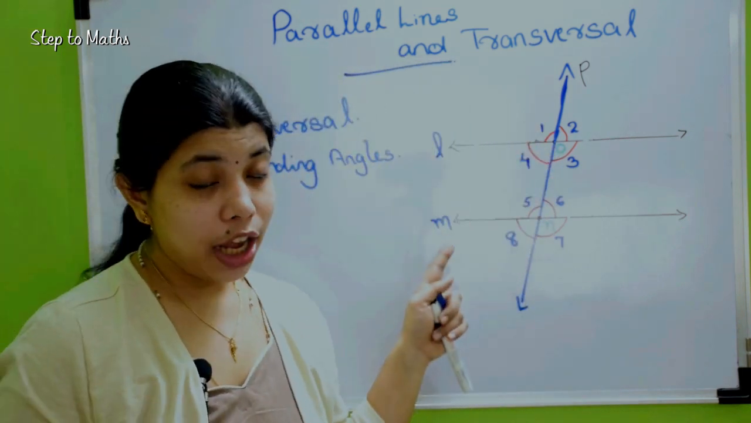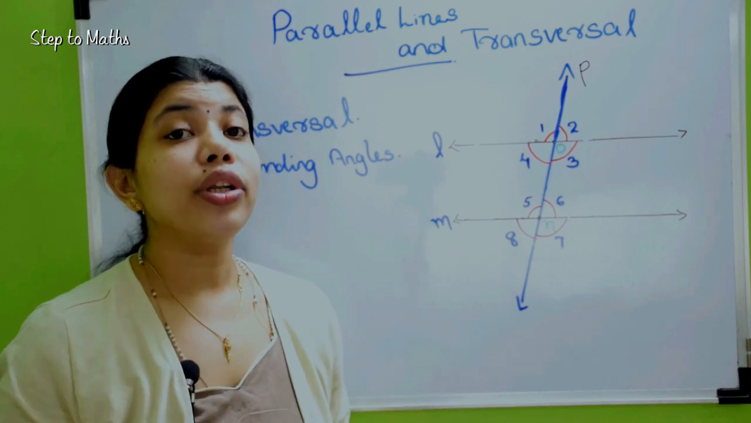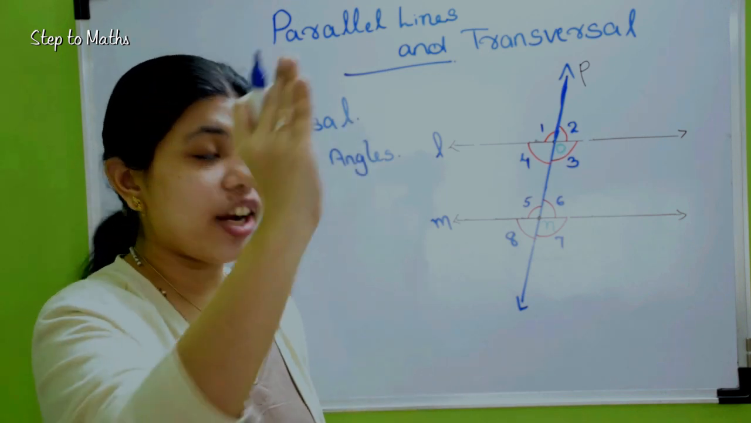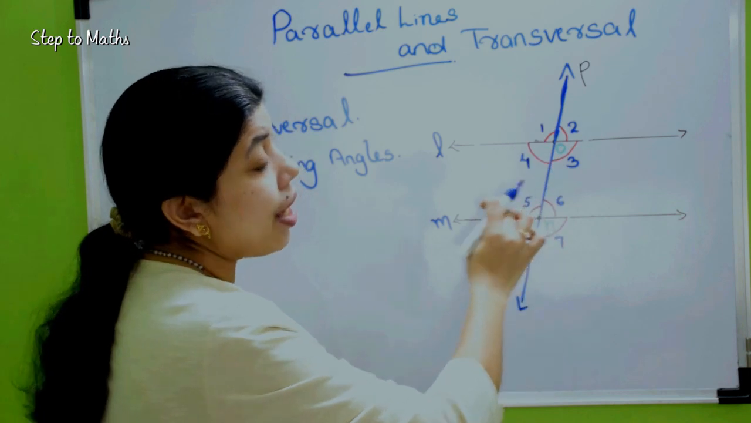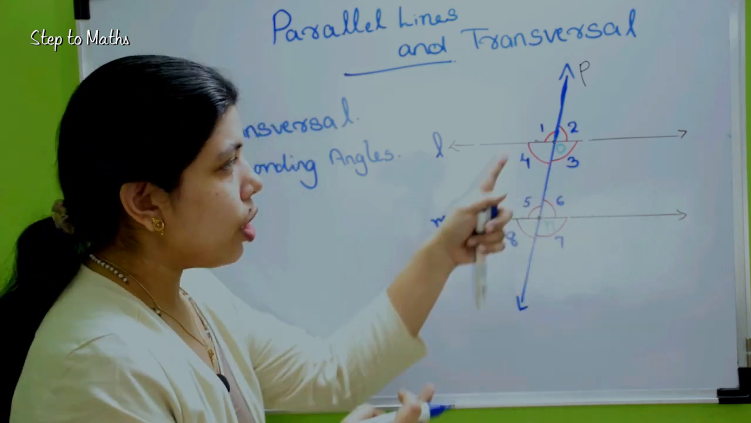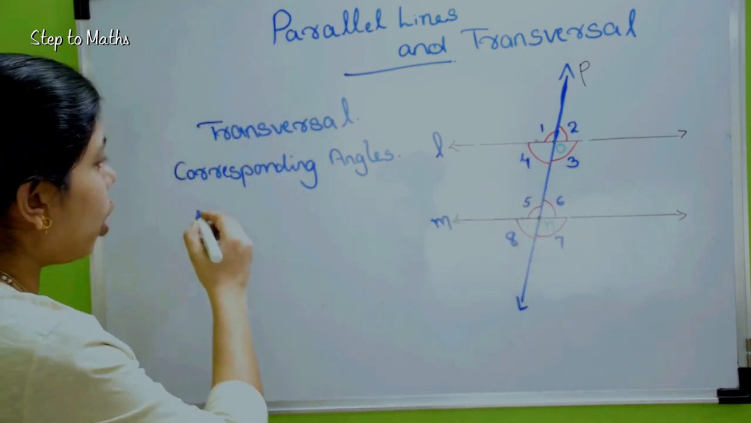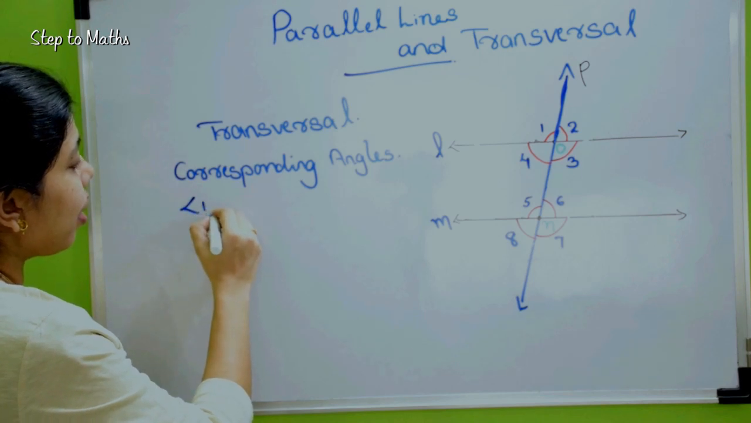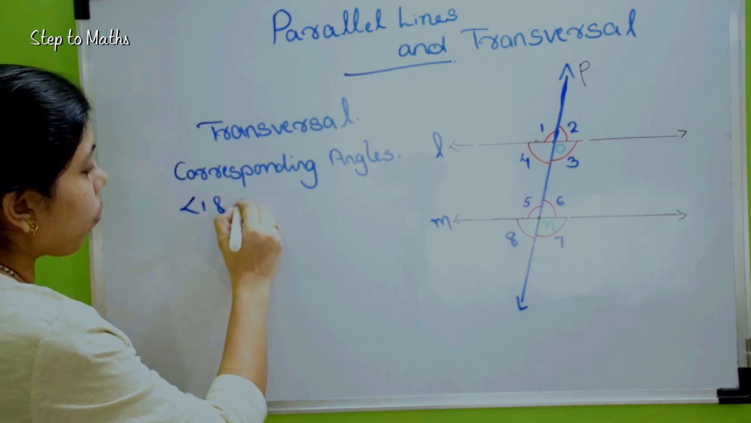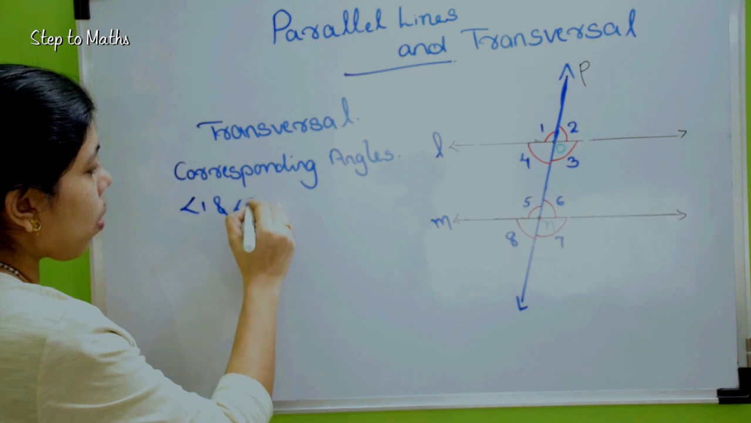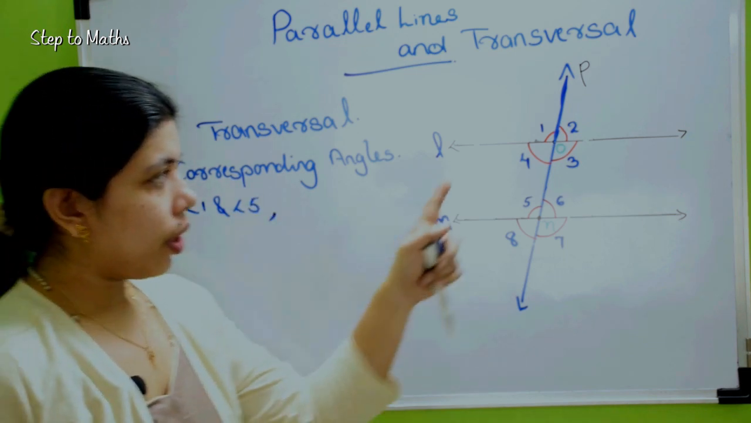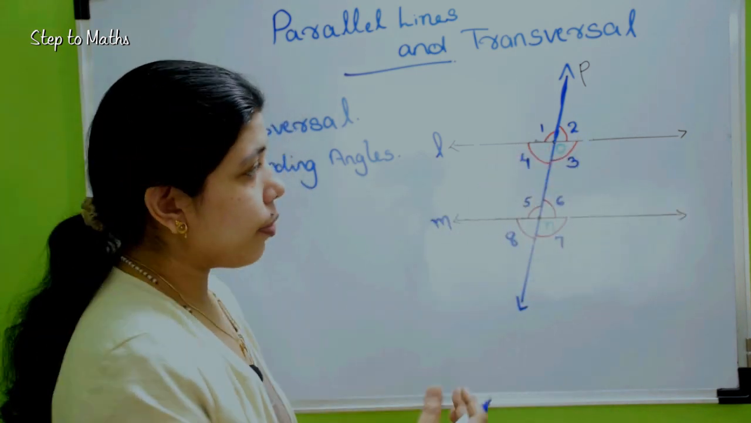Angles are on the same side of the transversal and the arm on the transversal is in the same direction. That type of angles are corresponding angles. So one pair is angle 1 and angle 5. Any other pair like this?